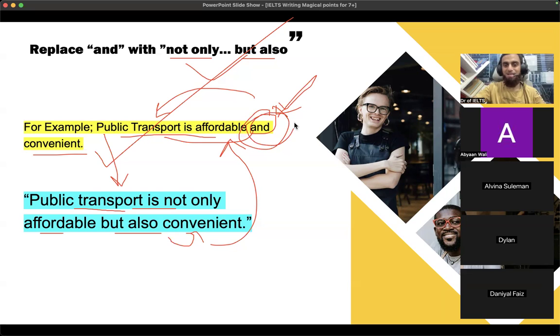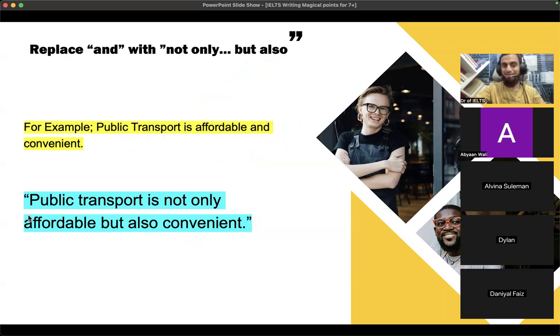So this "and" must be replaced by "not only" and "but also". And remember, sometimes when students apply this point for the first time, they forget to use "but also" in the sentence. Sometimes they use some other connector or any other word. You have to use "but also" 100% when you write or when you speak, not only "not only" in your sentence, right?